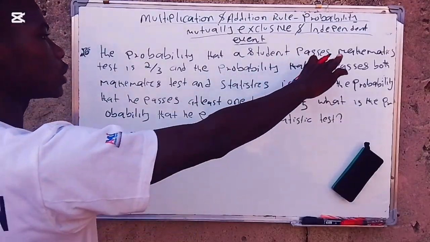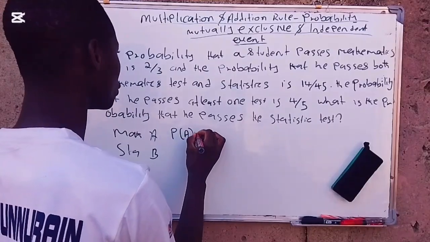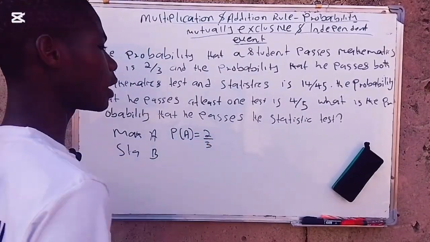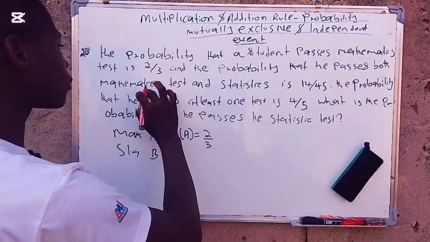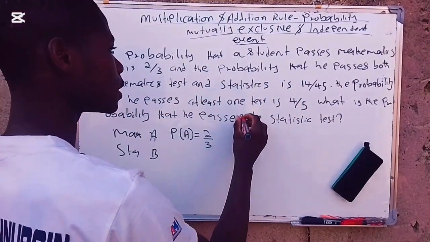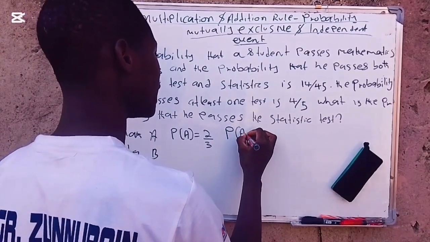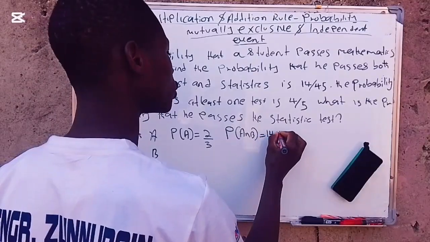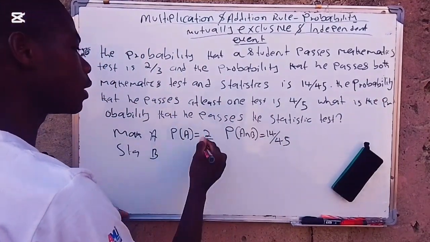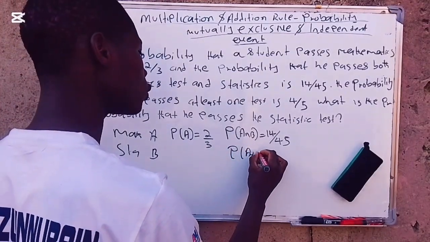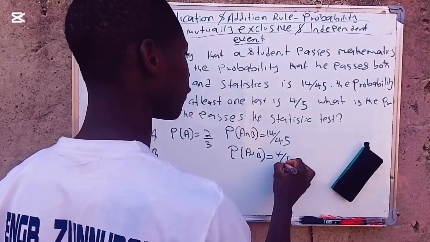What is the probability that he passes a mathematics test? So therefore the probability of A should now be 2/3. And the probability that he passes both mathematics and statistics, so the probability of A and B, shall now be 14/45. The probability that he passes at least one test, which means the probability of A union B, should now be 4/5.